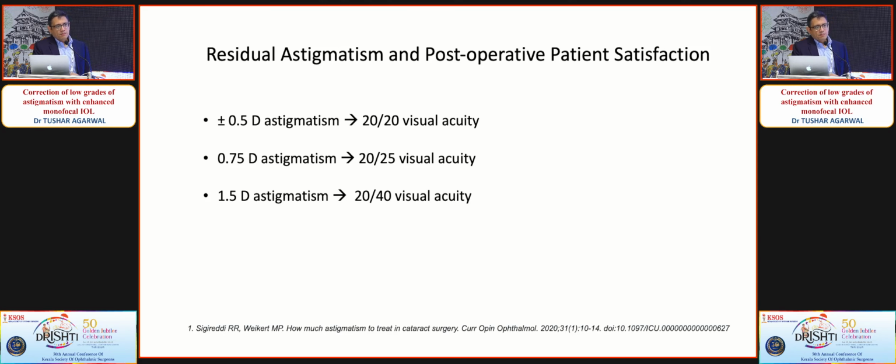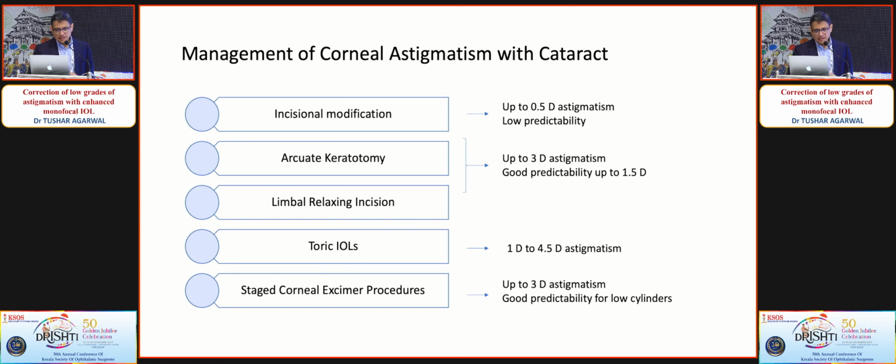Cataract surgery is now partly a refractive surgery along with being a therapeutic surgery. If you leave 0.5 diopters of astigmatism on the table, the patient can still see 20 by 20. However, once we cross this sort of a red line above 0.5 diopters, you start to see a drop in the uncorrected visual acuity. And at 1.5 diopters, it drops to 6/12 or even worse. And this is the reason why we now address astigmatism at the time of cataract surgery itself.